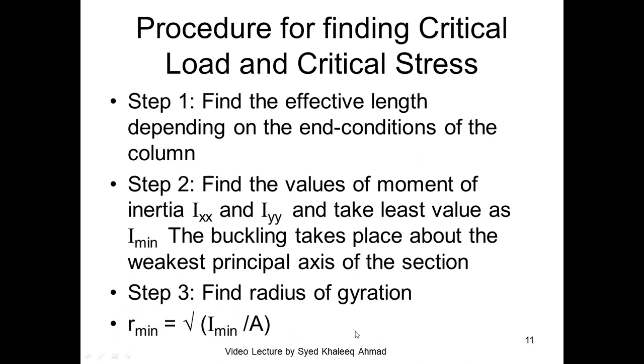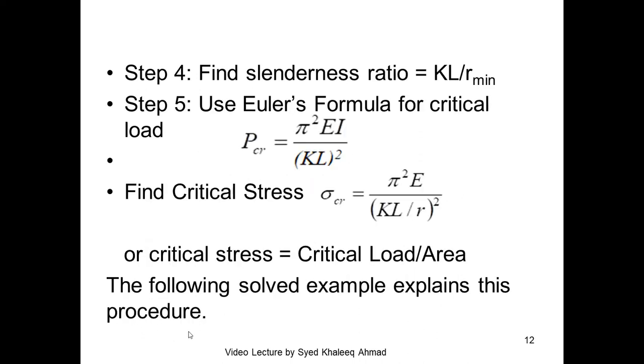This is just from the definition of moment of inertia, I is equal to A r square. So when we rearrange the terms, we get r equal to square root of I upon A. Next step is to find the slenderness ratio, which is KL by r minimum. Once we get these values, it will be easy for you to find the slenderness ratio for the column. This is an important factor which you will see when you come to design of columns.